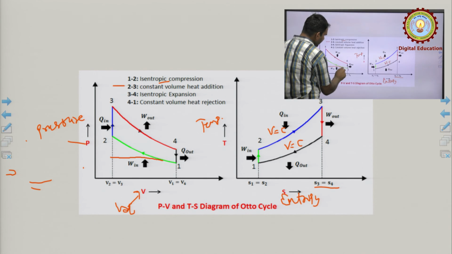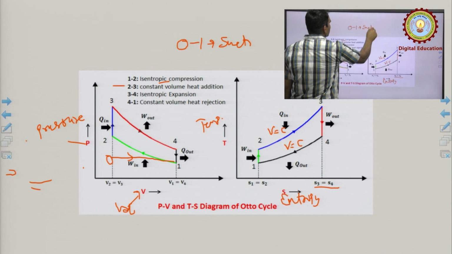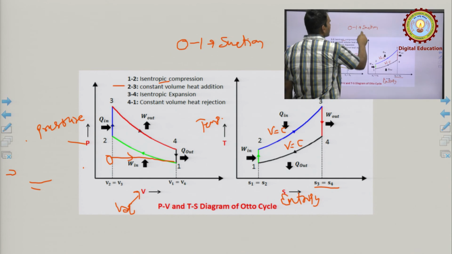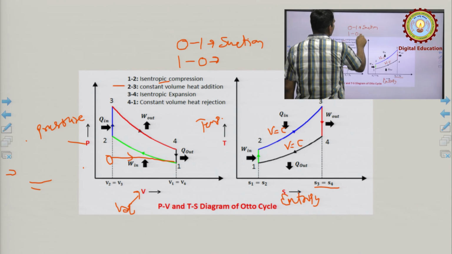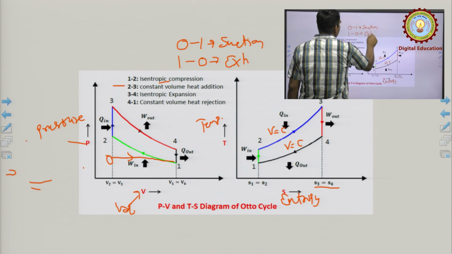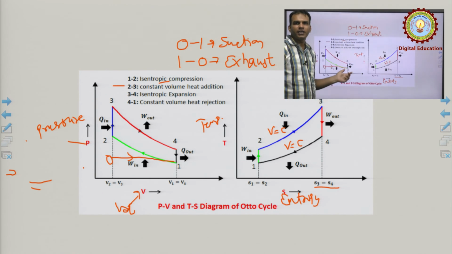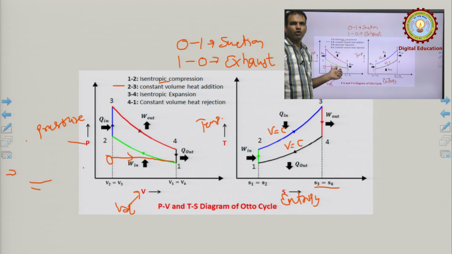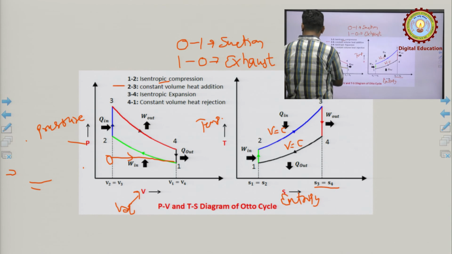Suction is basically represented here, 0 to 1 is suction. In petrol engines, fuel-air mixture enters inside the cylinder, and 1 to 0 is exhaust. Since work done during 0 to 1 is balanced by work done during 1 to 0, in thermal analysis of the Otto cycle, we do not consider this 0 to 1 or 1 to 0.